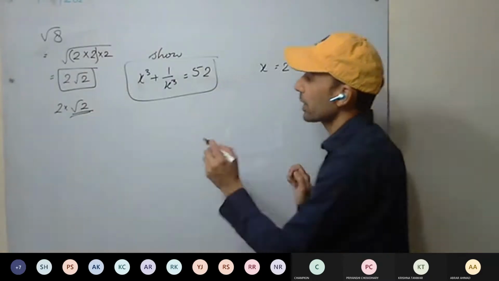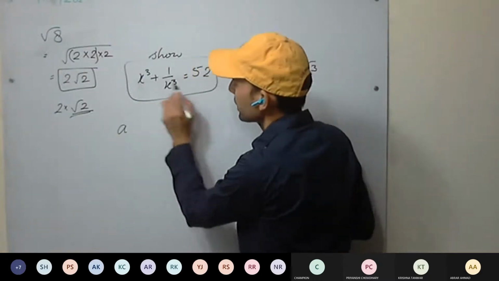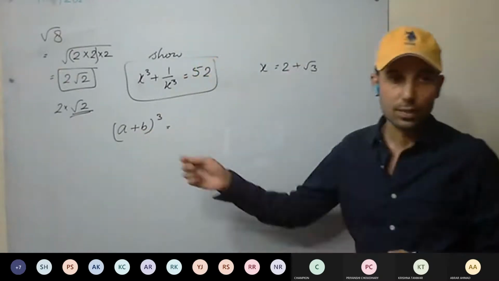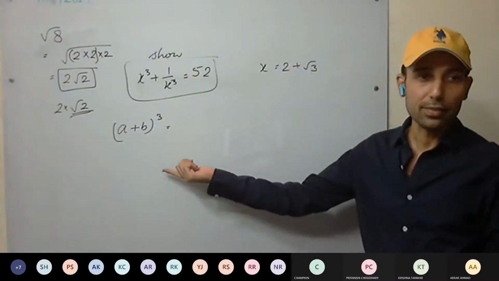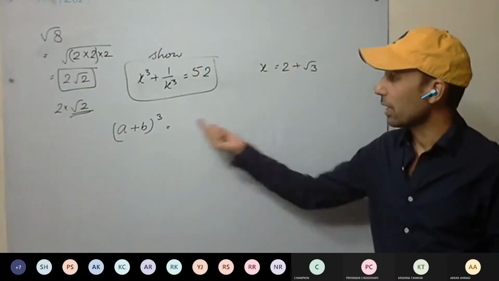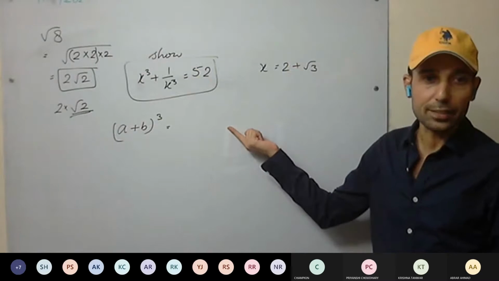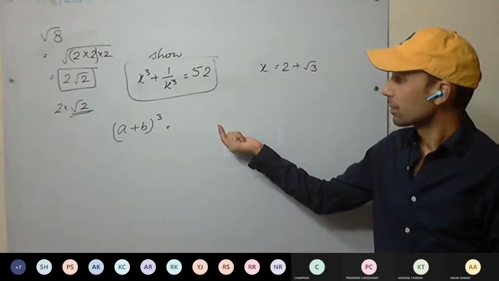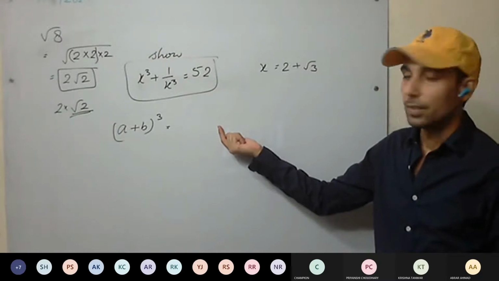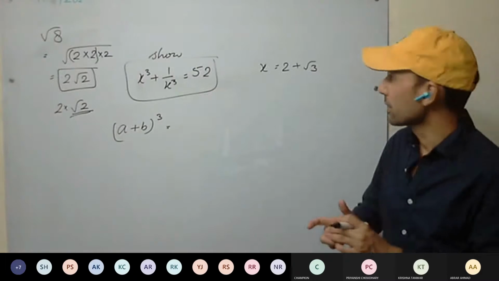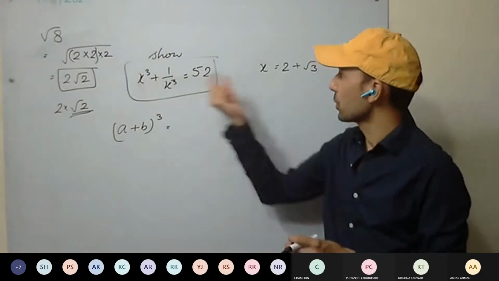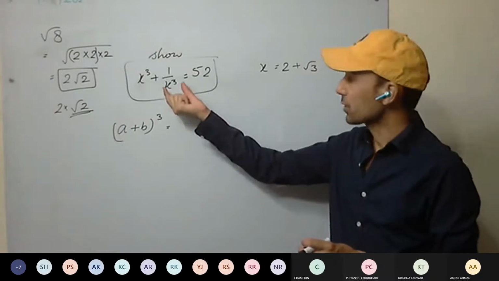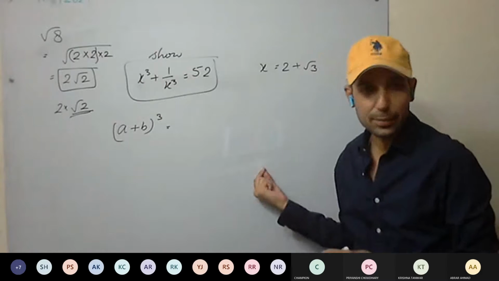Okay, see here, a plus b the whole cube. This is one identity you have studied that is applied everywhere. If we expand this one, what will we get? Anyone in class? See, one method is to take x cube, calculate 1 by x, rationalize the denominator, calculate 1 upon x cube, and then add them. That is a very lengthy process.